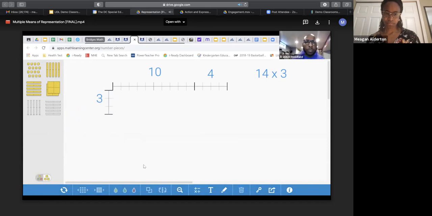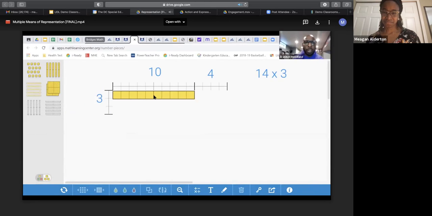Okay, what would this first area represent? What expression can I create for this first area? 10 times 3. Good, and what's 10 times 3? 30. So what area tiles could I use to represent this first area? Strips. Good, how many strips? 3. Good. I need 3 strips.